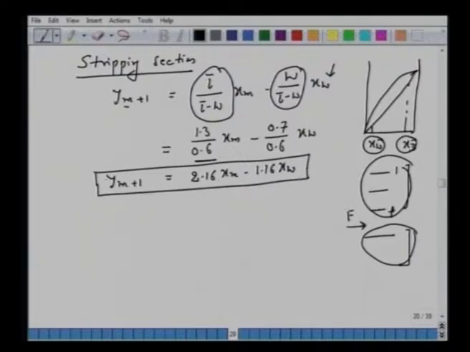Okay, so now let's see how we can apply this. We have 3 plates, 1, 2, 3, and the 4th plate is the reboiler. So we have this vapor composition Y4, and the liquid composition which arrives from above is X3. So Y4 and X3 will be connected by this operating line. So now we can write Y4 equals 2.16 X3 minus 1.16 Xw.